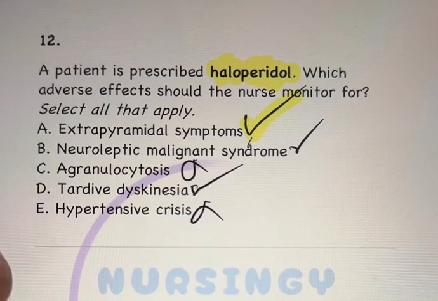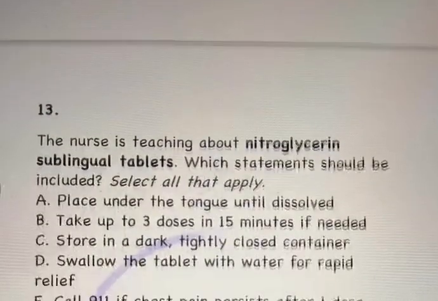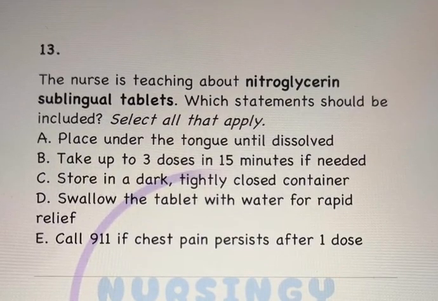Okay, question number 13. We are only going to do 20 questions in this session, guys, so we only have 8 questions left. So make sure you stay with us, and later on we will come live again.